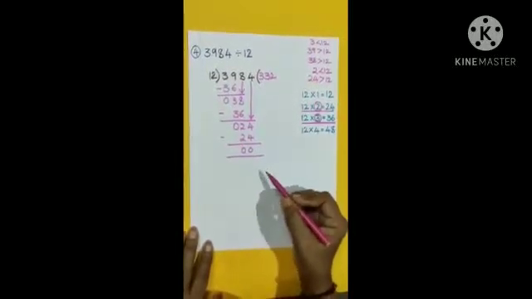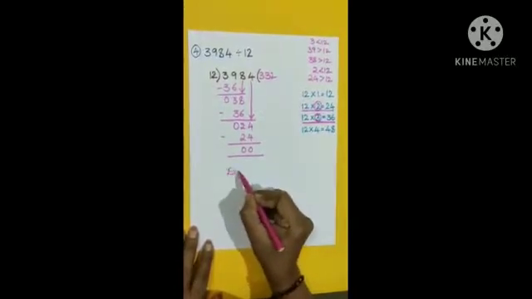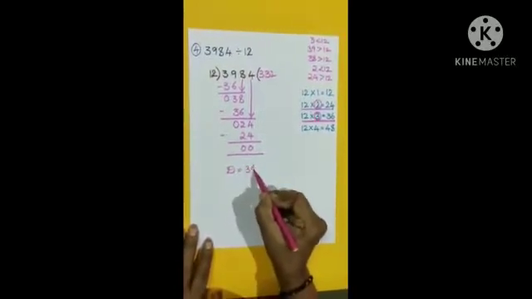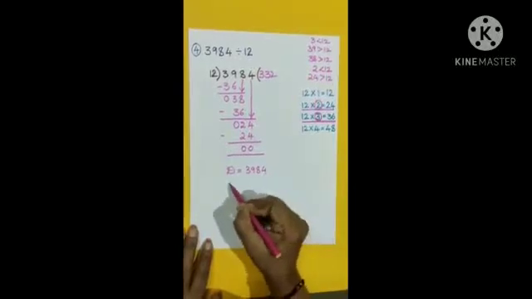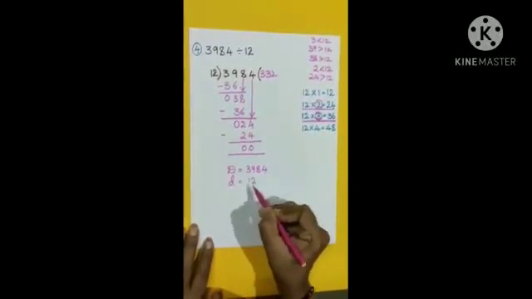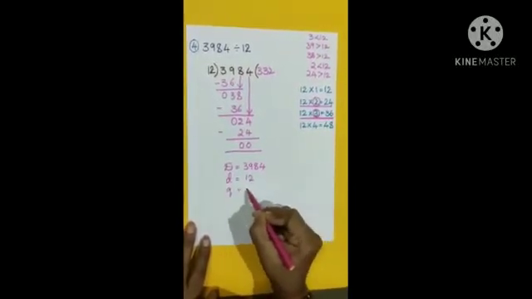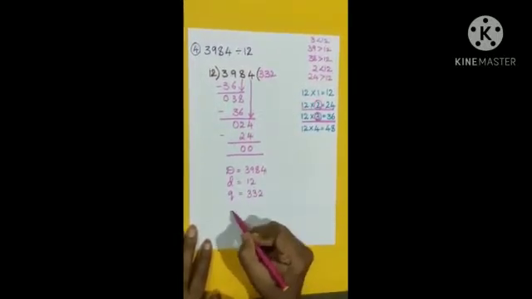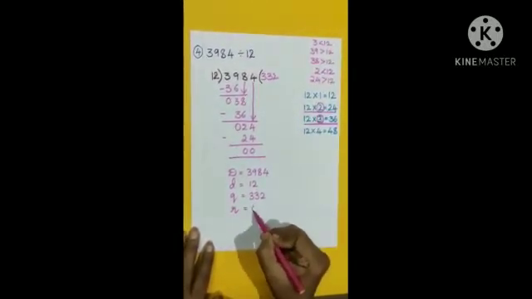Now let us write the division terms. Dividend is equal to 3984. Divisor is equal to 12. Quotient is equal to 332. Remainder is equal to 0.